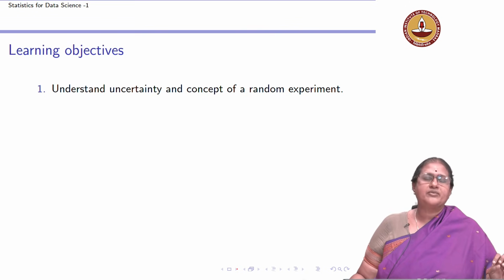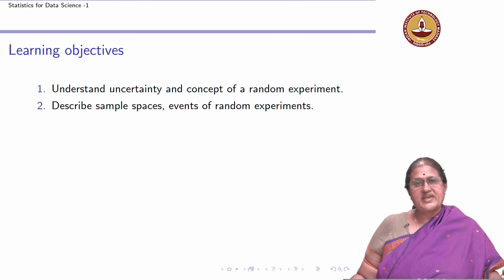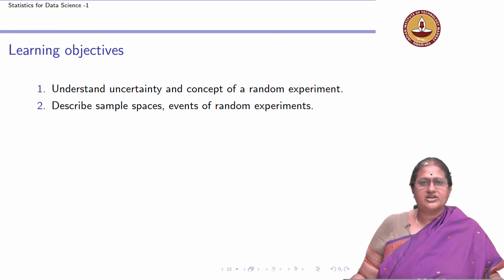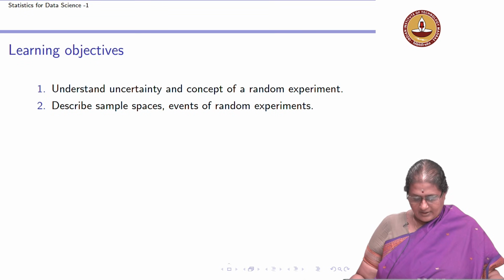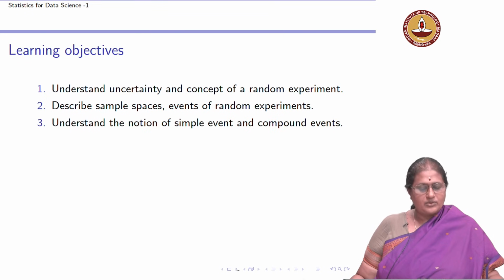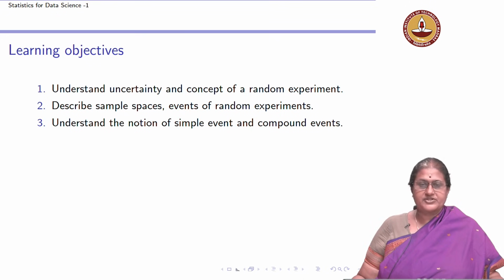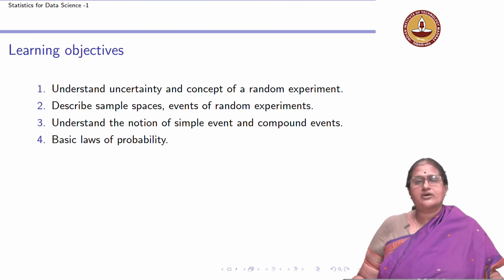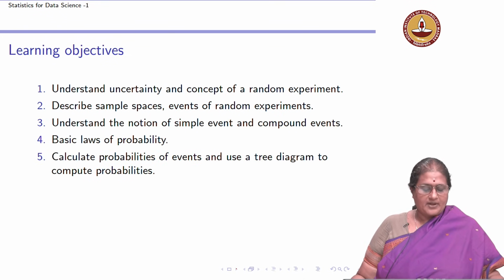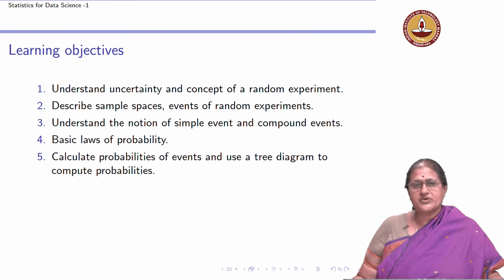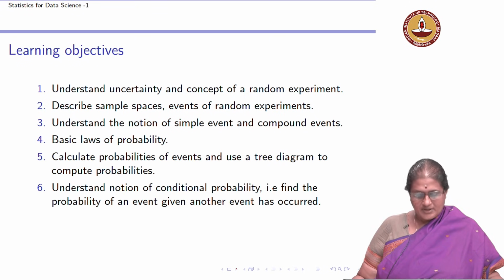Now, the concept of random experiment and what are events and sample spaces are extremely important in our understanding of probability. We then move forward to understand the notion of simple event and compound event. We will introduce the basic laws of probability. We will spend some time to compute the probability of events through visual representations, which we call tree diagrams.